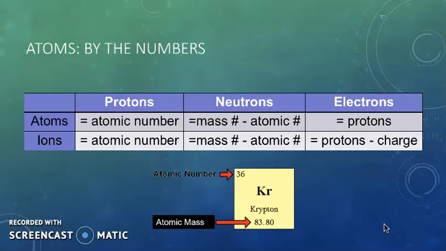The way you can double check it is if you have a positive charge, you should have fewer electrons than protons, and if you have a negative charge, you should have more electrons than protons, because electrons are negative, and if you have more of them, you'll have a negatively charged particle. If you have fewer of them than protons, you'll have a positively charged particle.